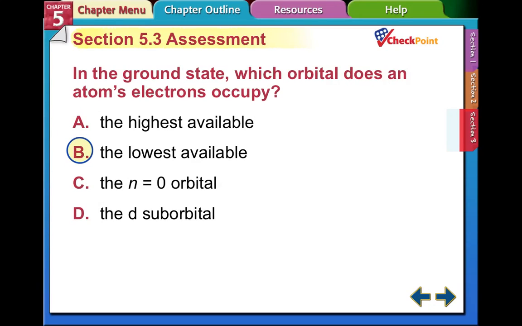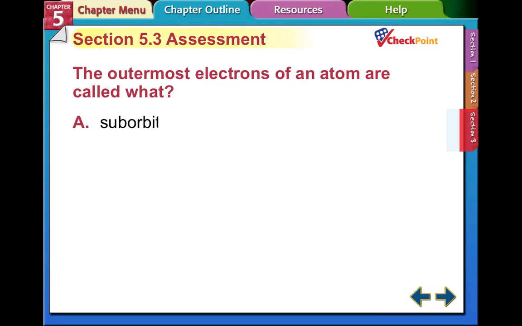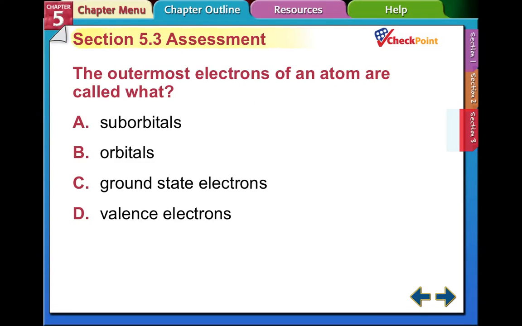Oop, gave you the answer. In the ground state, which orbital does an atom's electron occupy? The lowest available. The outermost electrons of atoms are called? Answer is valence electrons.